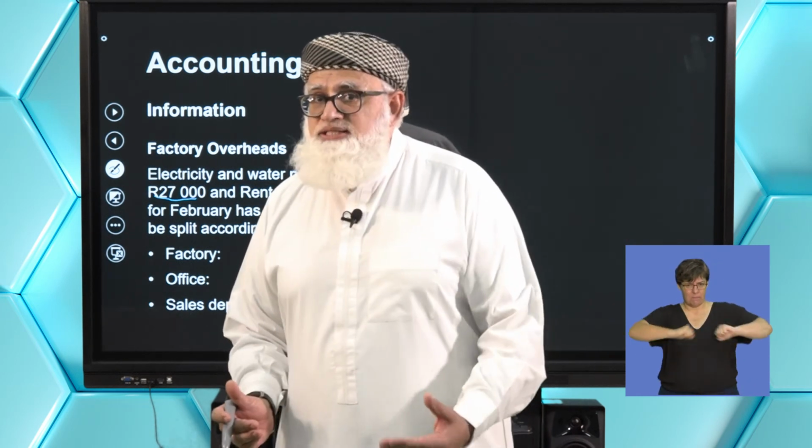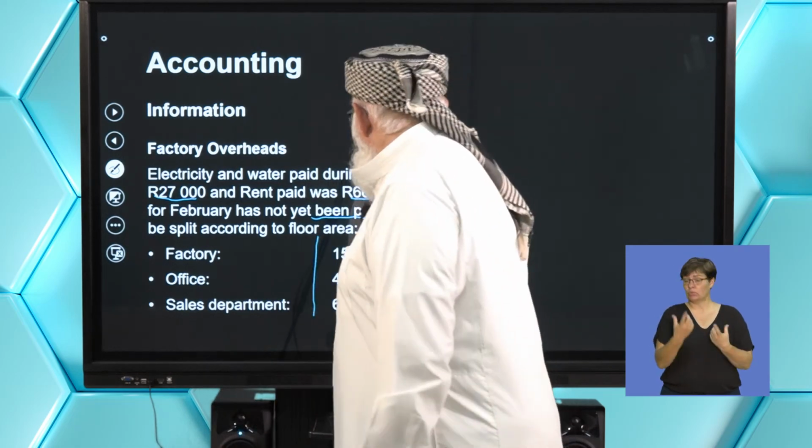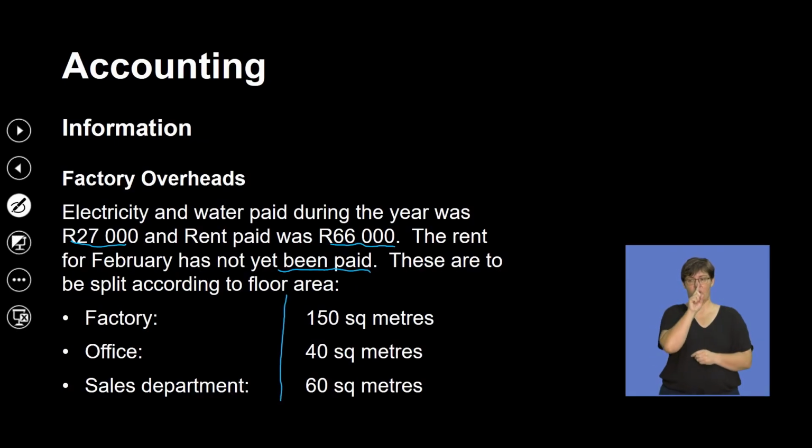In other words, what are we going to do? We're going to add the 150 plus the 40 plus the 60. If you add that up, it gives you 250, right? It's 150 plus 100. So your total square meterage that you're looking for this premises is 250 square meters.